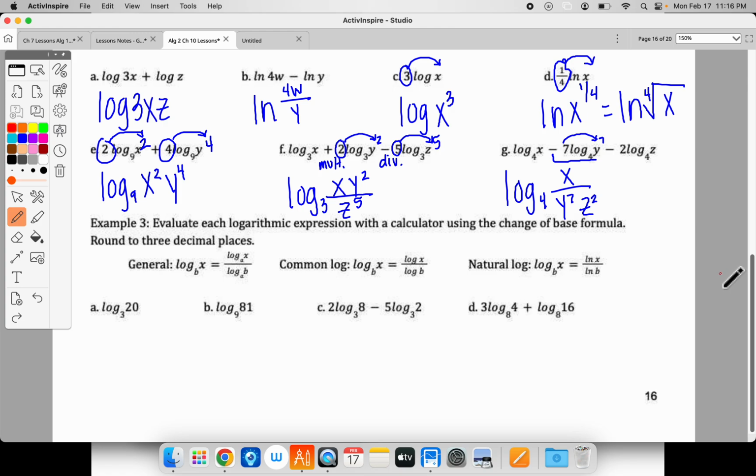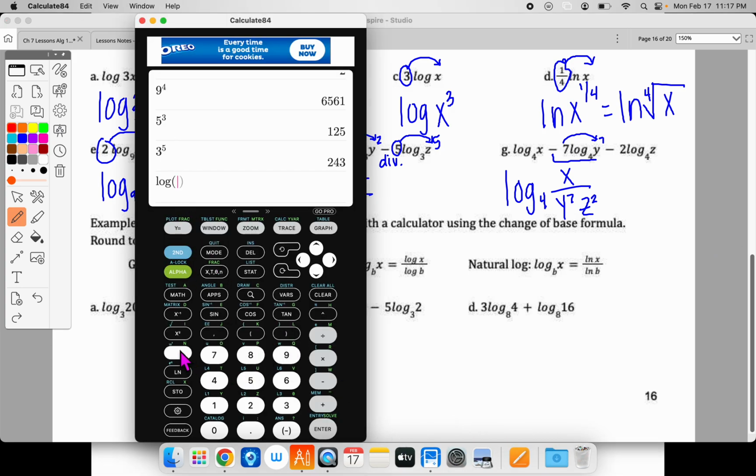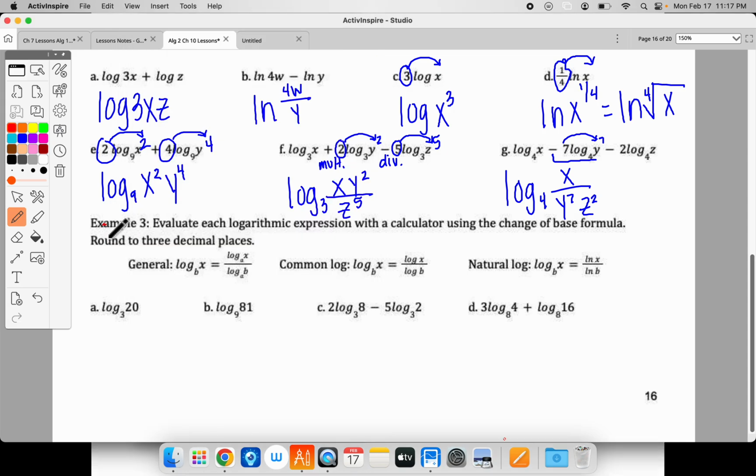Okay, last thing we're going to look at with these today is how to evaluate the logs with the calculator. Because when you put a log in the calculator, like if I put log of 7, it's got an automatic base of 10. Remember log base 10 of 7? This is saying 10 to the x power is 7. So that's what it's doing when it doesn't have a base there. It's an automatic 10 on the bottom.